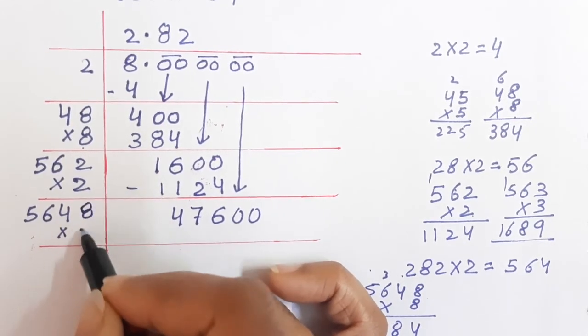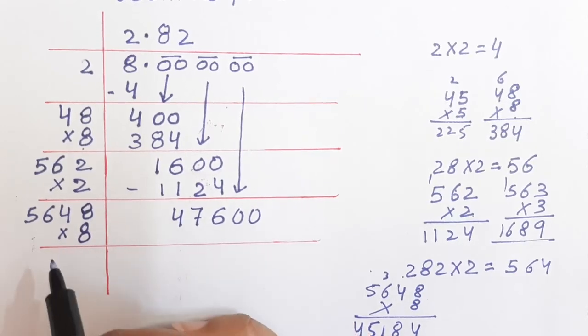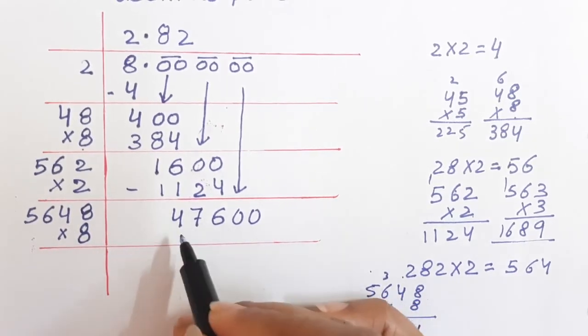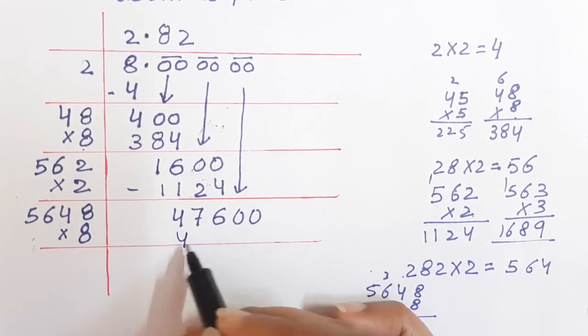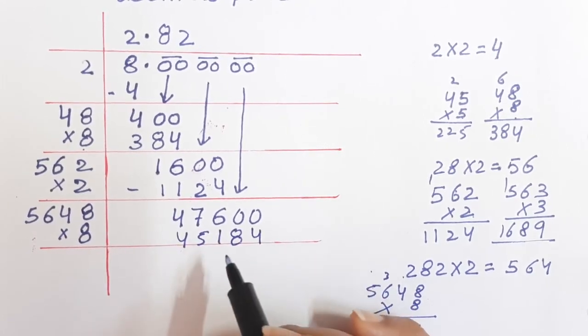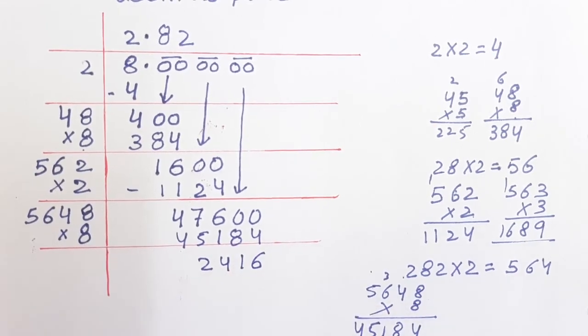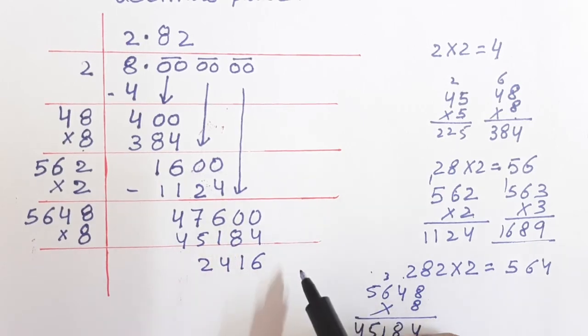You can cross check yourself, right? I have already tried this. So this is how much now? Yes, 45184. Now the difference is 2416. Now students, since it is not a perfect square, so we stop here.